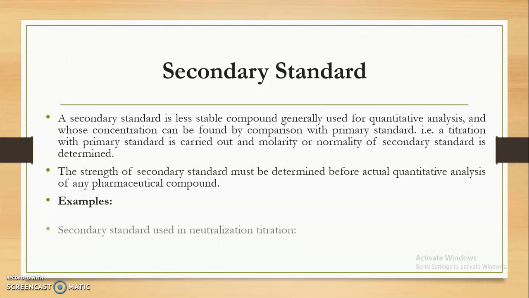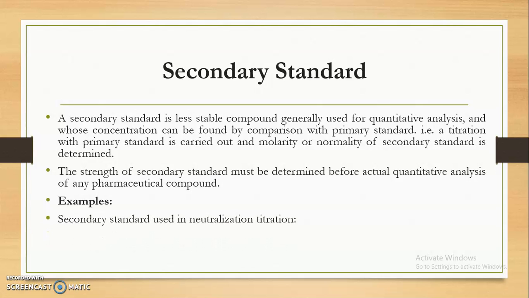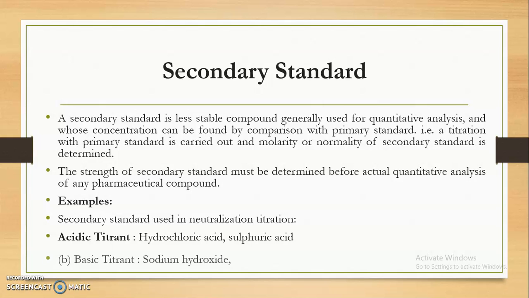Now we will see a few examples. Secondary standards that are used in neutralization titration. These are acidic titrants like hydrochloric acid and sulfuric acid, then basic titrants like sodium hydroxide. All these compounds are known as secondary standards.